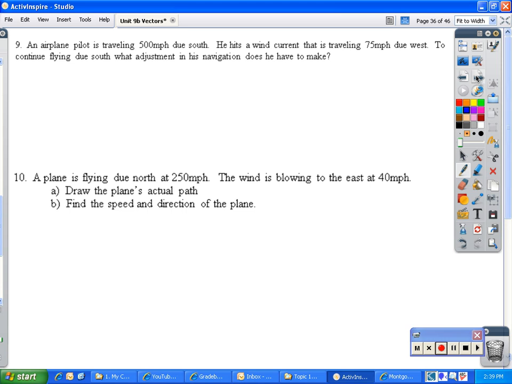So here I have an airplane pilot. He's traveling 500 miles per hour south. So 500 miles per hour south.